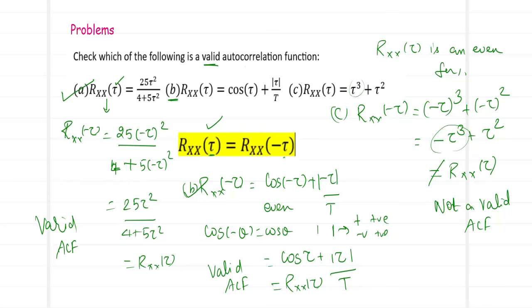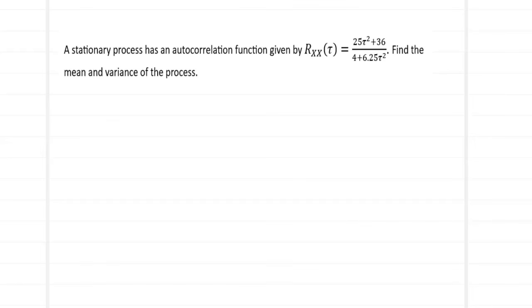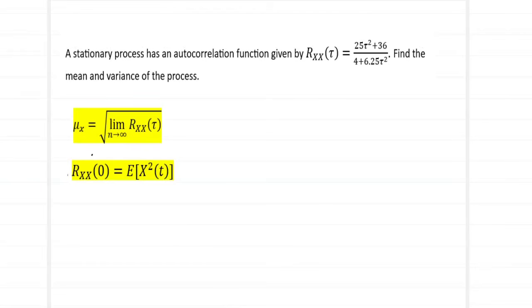So we will move on to the second problem. The second problem says that a stationary process has an autocorrelation function given by Rxx of tau equals 25 tau square plus 36 divided by 4 plus 6.25 tau square. Find the mean and variance of the process. So what's the first thing we are going to compute over here? We are going to compute the mean of the random process. How to get the mean of the random process?